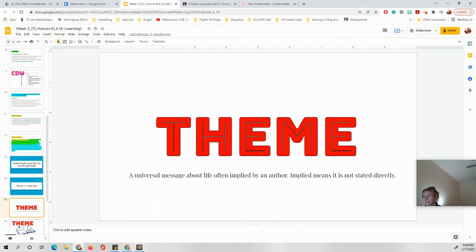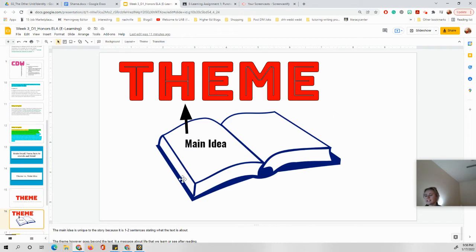Whereas our main idea is a little different. Remember, our main idea stays in the book. It is literally, what is the book? What is the story? What is the movie about? So we use that sentence stem. The Outsiders is about a boy that comes of age while facing the deaths of his friends, okay? Main idea of the story.